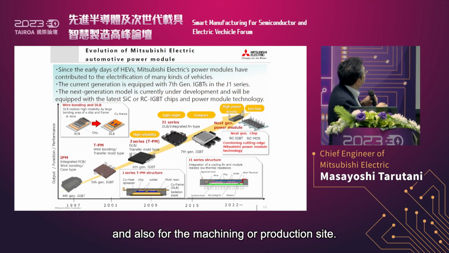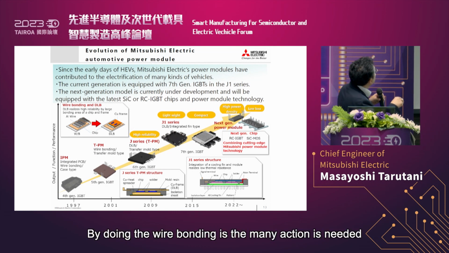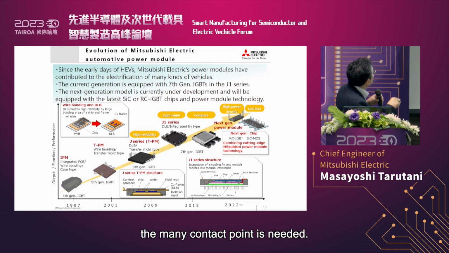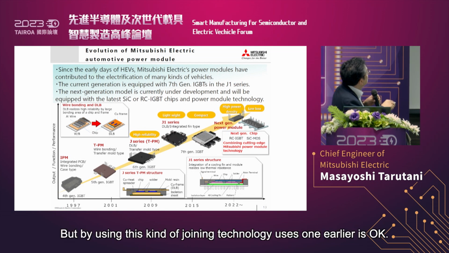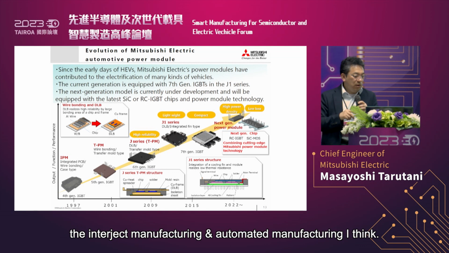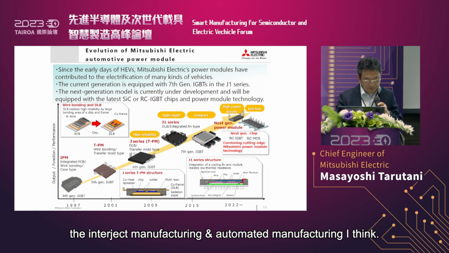Also, on the production side, with wire bonding many actions and many contact points are needed. But by using this joining technology, one area is okay. So this kind of change is maybe good for intelligent manufacturing or smart manufacturing, I think.